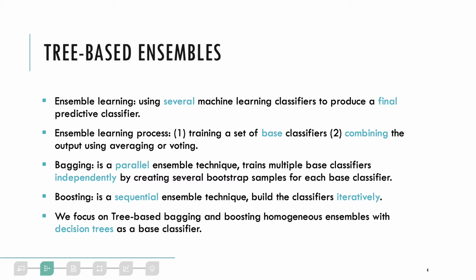Therefore, an ensemble can be homogeneous if we are combining classifiers of the same type. However, if we are combining base classifiers of different types, it will be called a heterogeneous ensemble. In this paper, we are focusing on tree-based bagging and boosting homogeneous ensembles in software defect prediction.